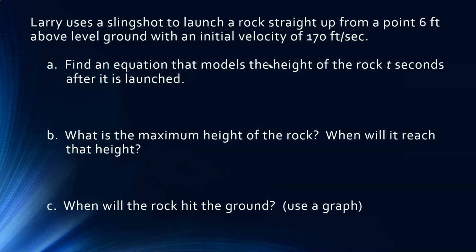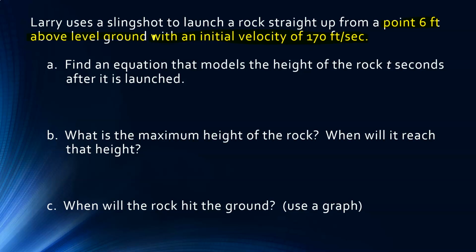All right, so it says Larry uses a slingshot to launch a rock straight up from a point 6 feet above level ground with an initial velocity of 170 feet per second. So what do you need to get in your notes? I would just pause this video. Make sure that you get the information. So it's being launched 6 feet above level ground with an initial velocity of 170 feet per second. So I would get those 2 numbers written down. You don't need all the other background information.